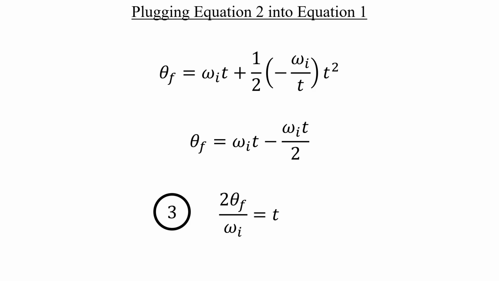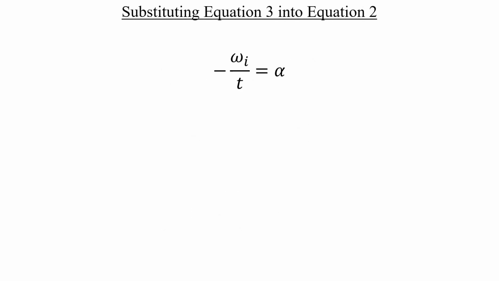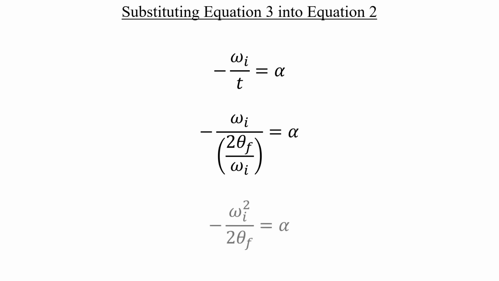If we pull up equation number 2 again and plug in equation number 3 for time here in the denominator, and then simplify it, we end up with another expression containing quantities that we know. So we're good. We got alpha now. Let's return to our sum of torques expression.